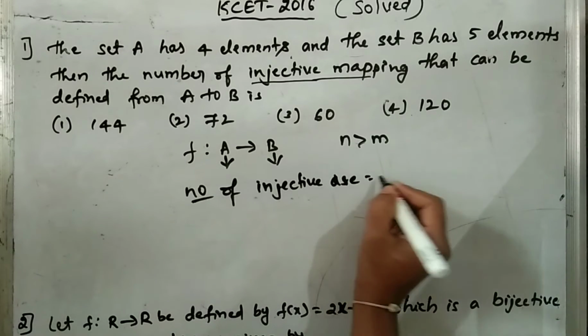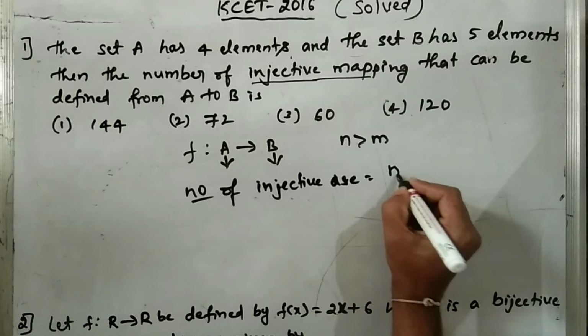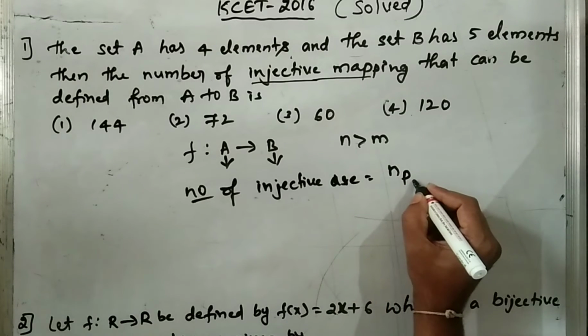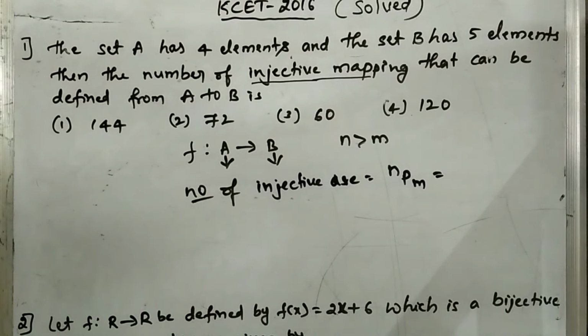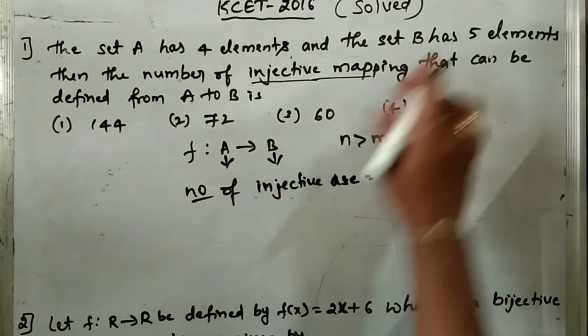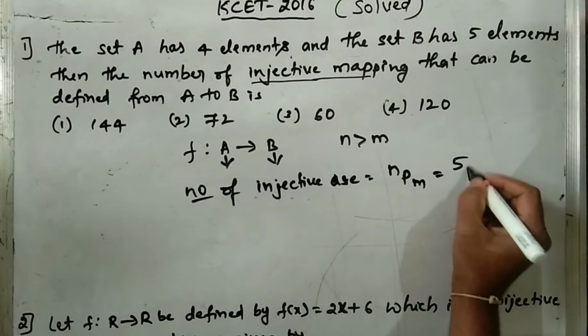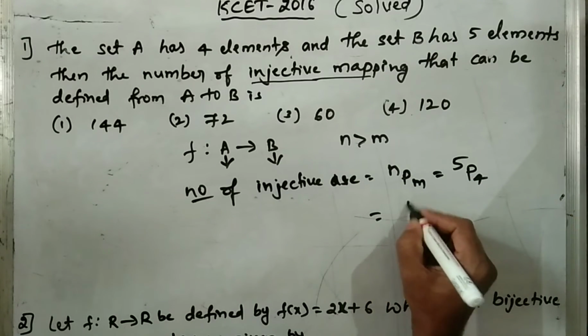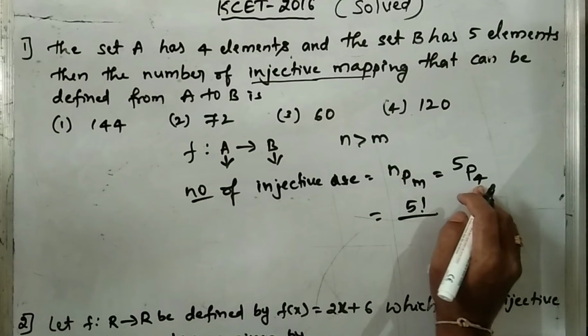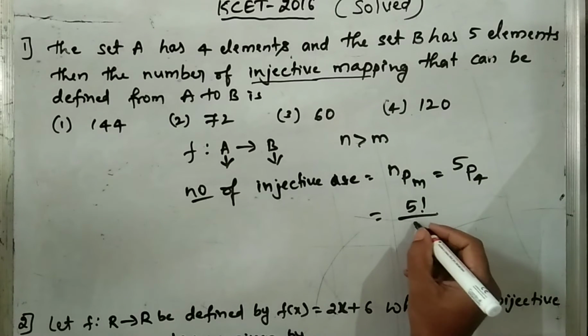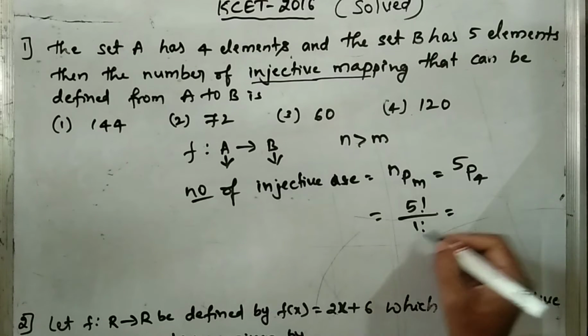What is the formula? nPm. Okay, nPm. Then how many elements does the set B have? 5 elements. 5P4. That is nothing but 5 factorial by (5 minus 4) factorial. 5 minus 4 factorial is nothing but 1 factorial, which is 1.